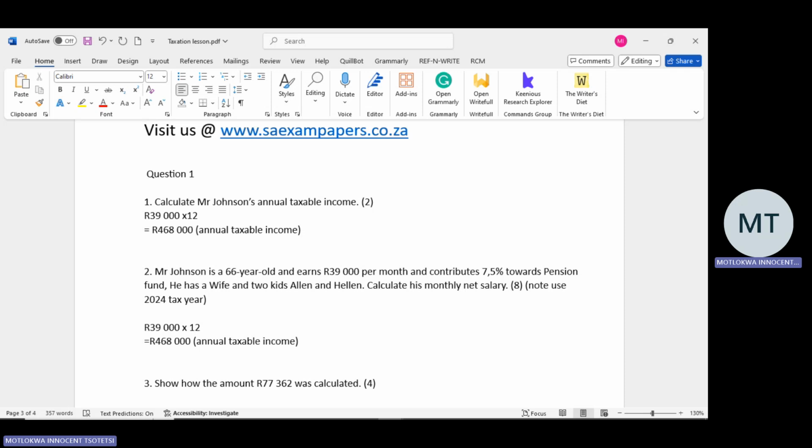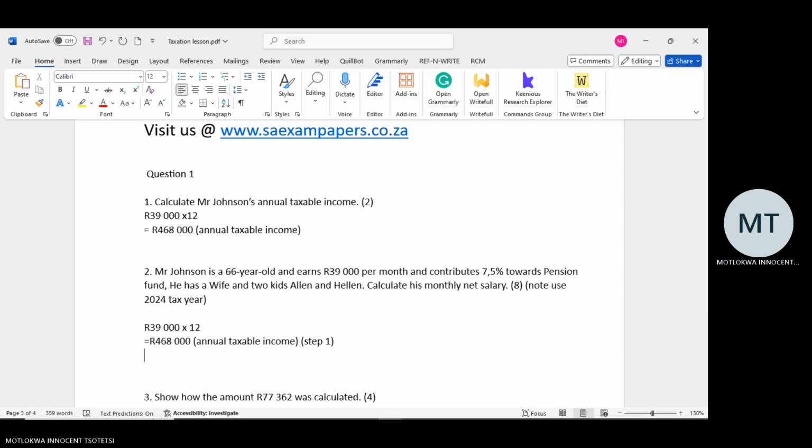Okay. This is step one. Step number one, whereby we are required to convert monthly to annual salary. Okay. If you are given monthly salary, you should convert it to annual. But if you are given annually, there's no need to do step number one. It means you're going to start by step number two.